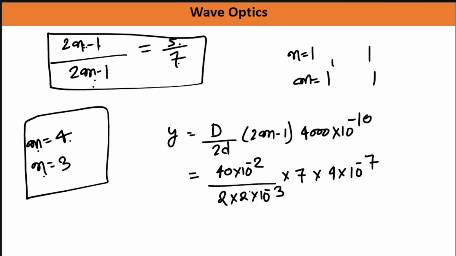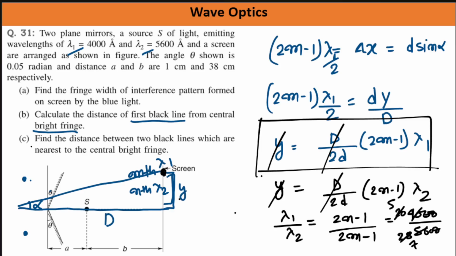अब आप चेक कर लो, यहाँ से ये कैंसिल हो जाएगा. So this is going to be equal to how much? 280 micrometer. So this is going to be your answer. ठीक है? I hope you have understood this part. Now let us focus on third one.